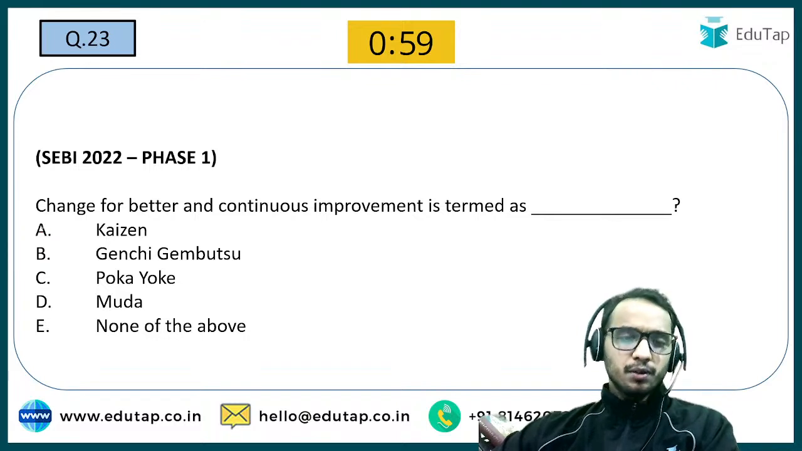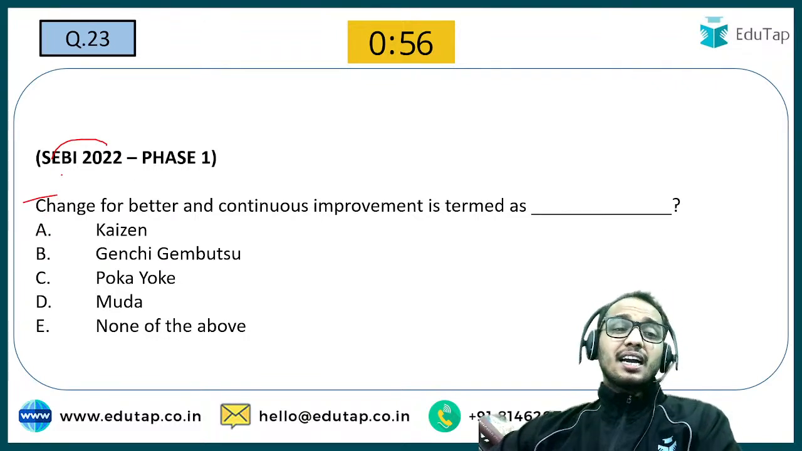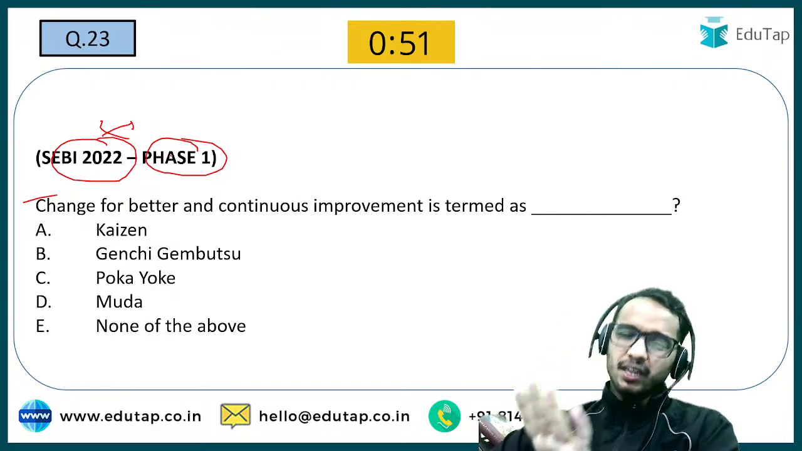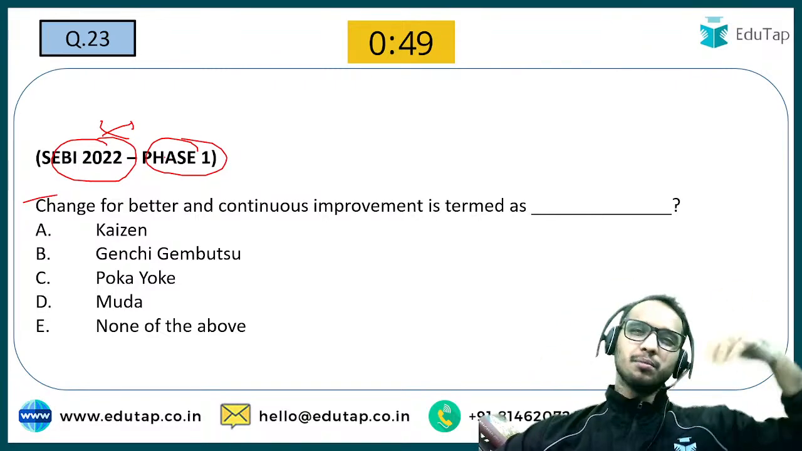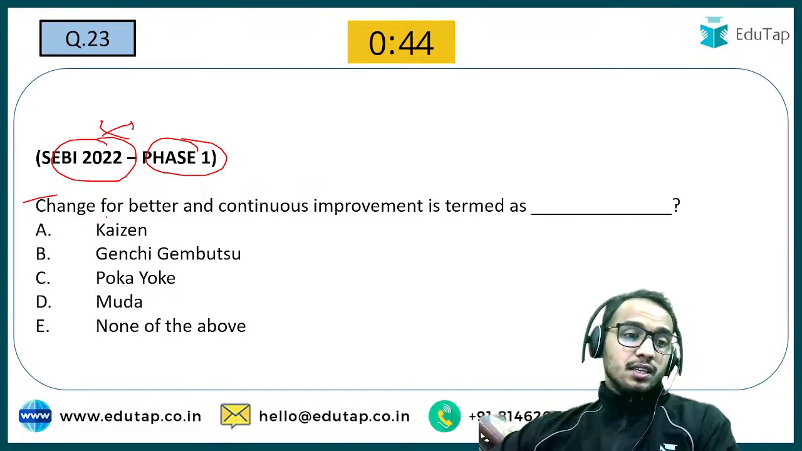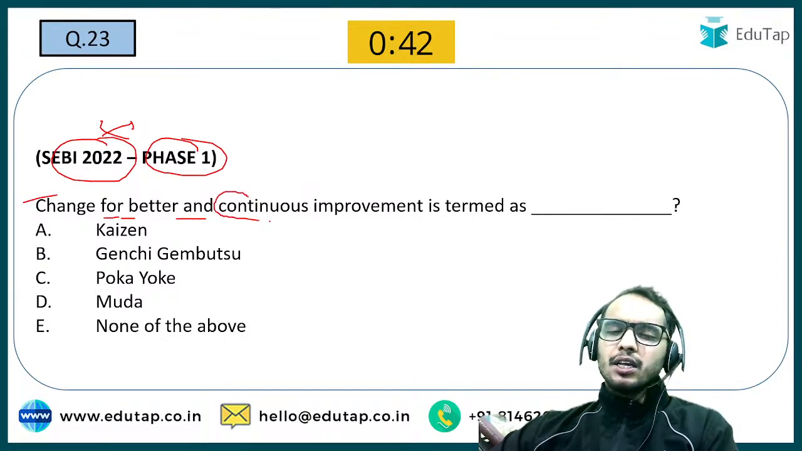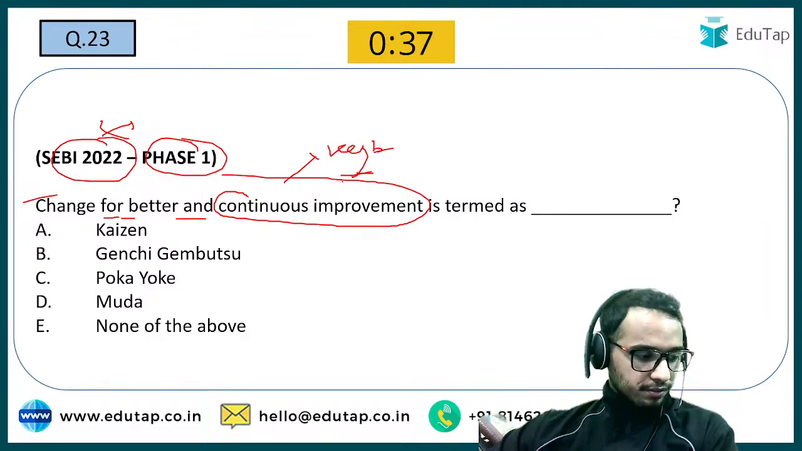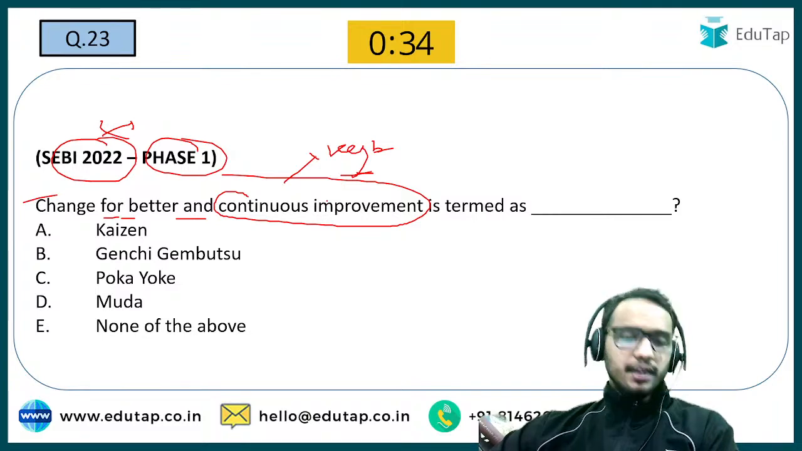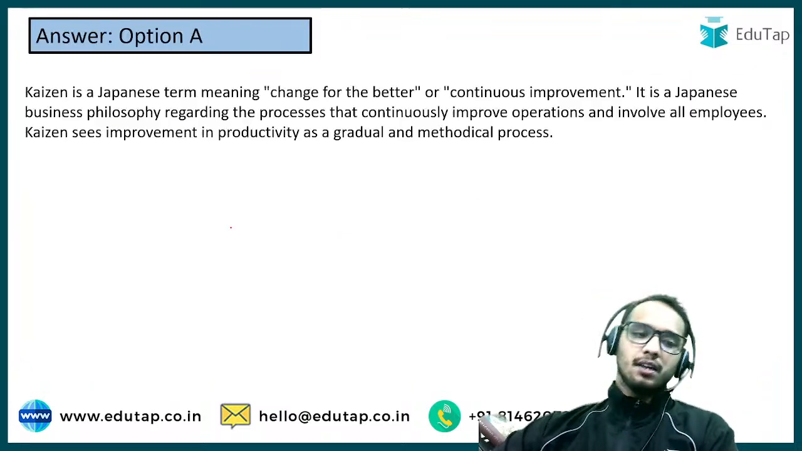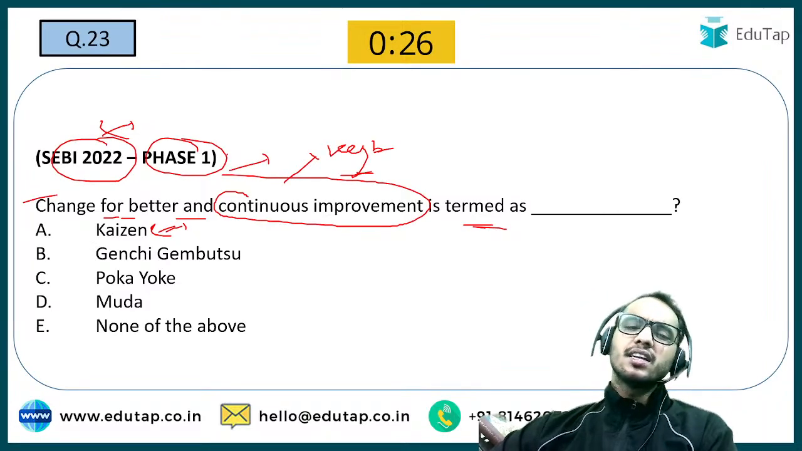Okay, let's move to the 23rd question. Again, it has been asked in SEBI 2022 Phase 1. Only Phase 1. We will talk about Phase 2 as well in some other revision sessions. Right now, most of the questions are from Phase 1. Change for better and continuous improvement. I have told you this is the key term here. I think you got the answer, right? Yes, it is termed as Kaizen. Everyone has got the answer correctly. Kaizen is the correct answer. Very easy. I have told you that Kaizen is continuous improvement.